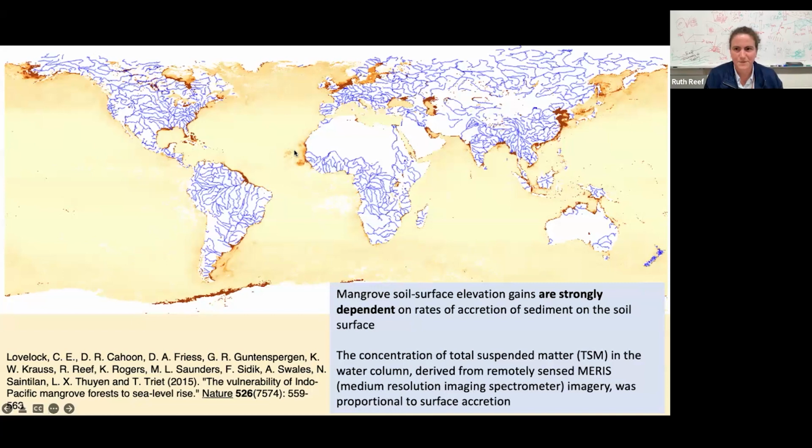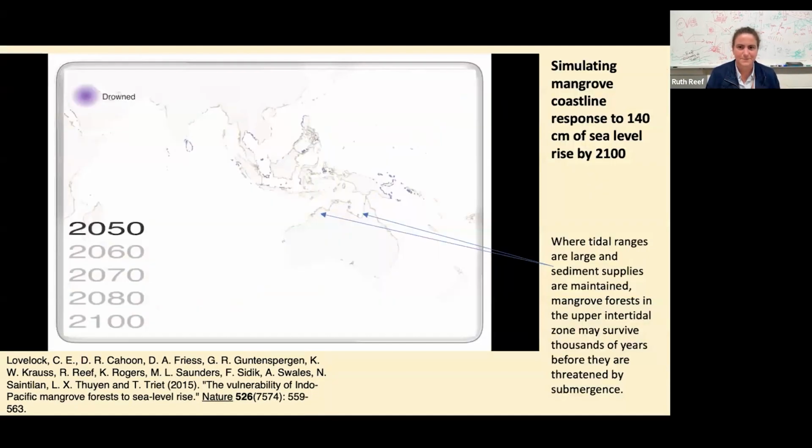So what you see here is a map of just suspended sediment from a satellite, and you can see in darker colors that the sediment is not equal around the globe. It's especially at river mouths, you can see outside of the Amazon. But where we have sediments near the shore, we have enough accretion to keep pace.